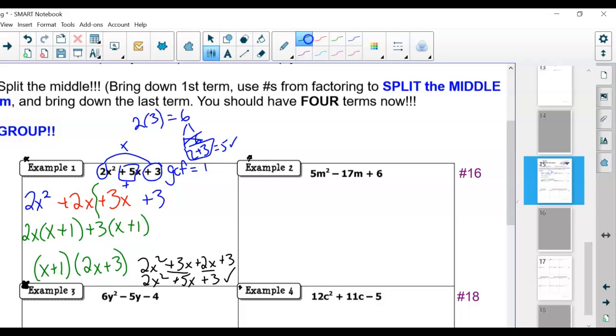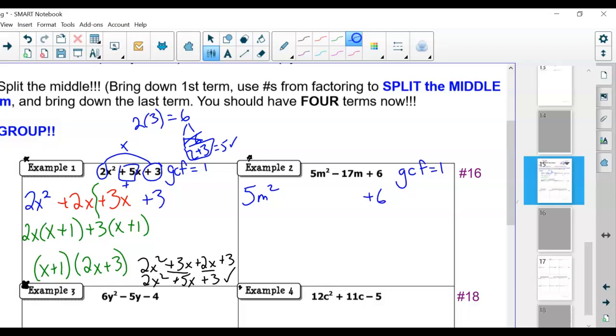Moving on to example 2, same process. I'm looking for a GCF. I cannot divide these by 5 or 17 or 6 or any factors of those 3. My GCF in this case is 1. So that means I don't need to change anything. I'm going to bring my first and my last term down.